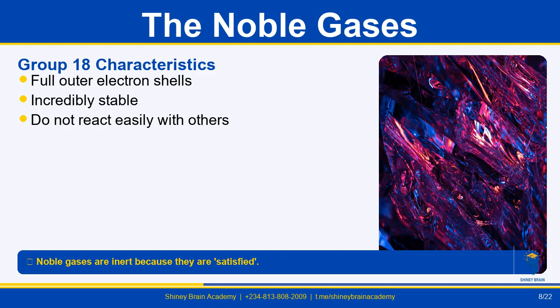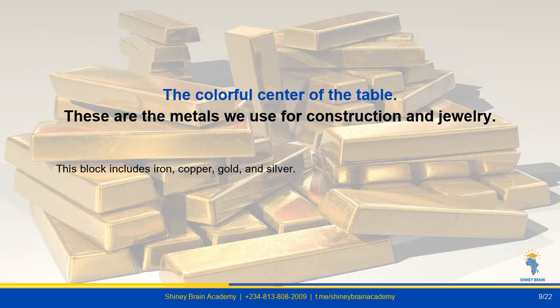On the far right of the table, we find Group 18, the noble gases. Unlike the alkali metals, these elements are perfectly happy. Their electron shells are completely full, meaning they have no need to gain, lose, or share electrons. This makes them inert or non-reactive. They are the monks of the periodic table, living in complete chemical solitude, and we use them in everything from neon signs to lighting.